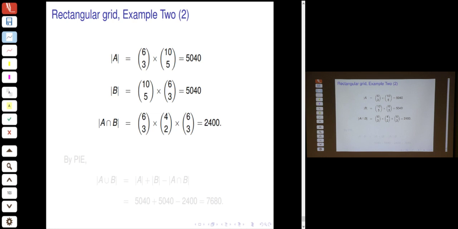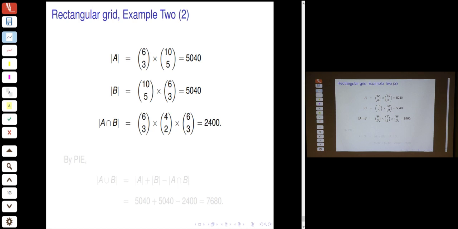Now similarly, for B, you count how many ways. First go to 5, 5, and then from 5, 5 to 8, 8. So you get this number. It turns out to be the same.